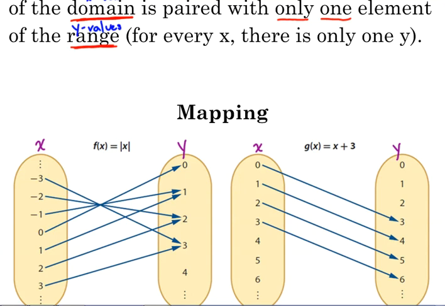You're only concerned about your x values having one single line coming out of it, mapping to one single y value. We'll talk about the reverse later on.